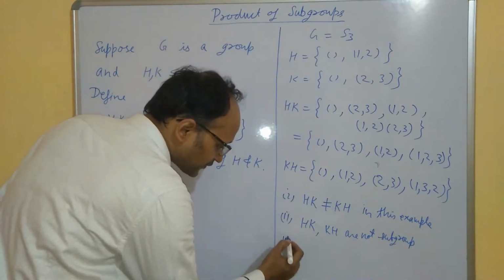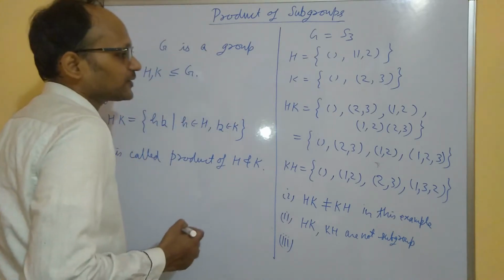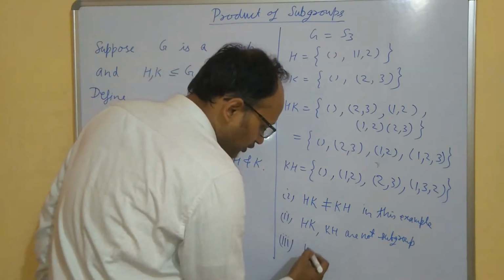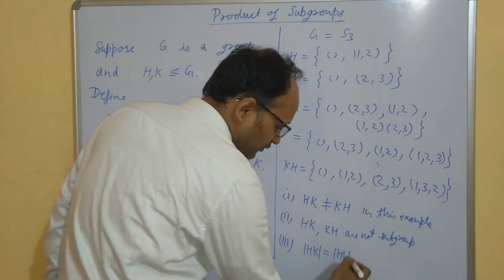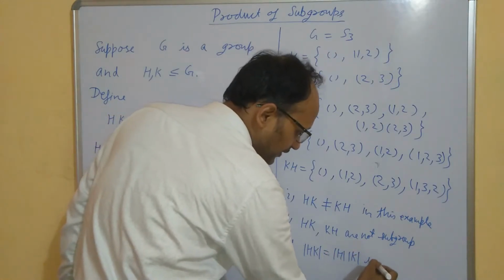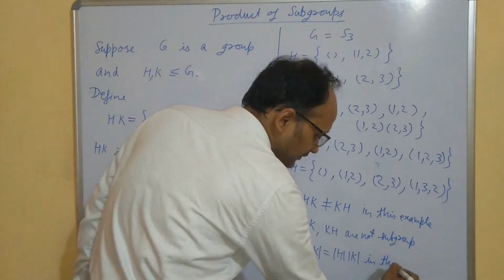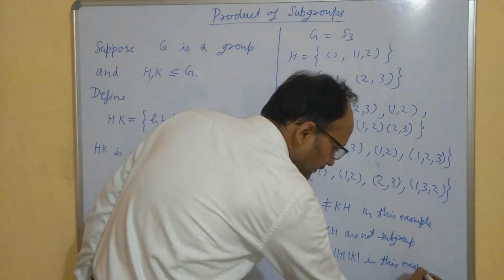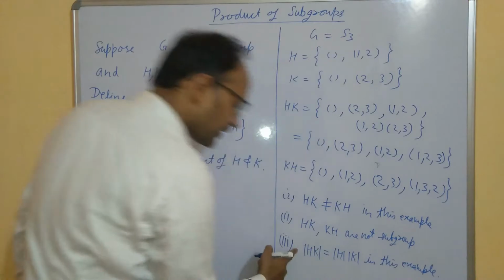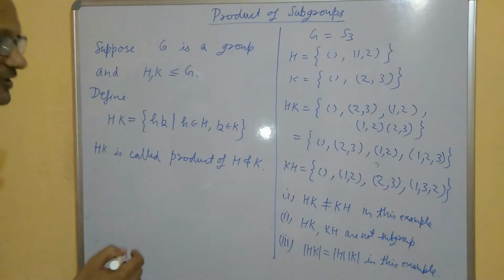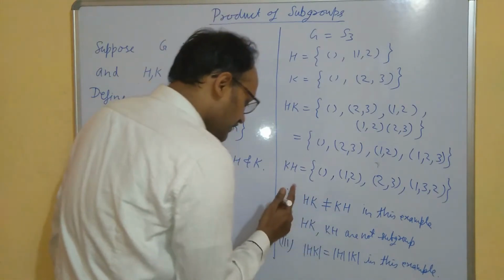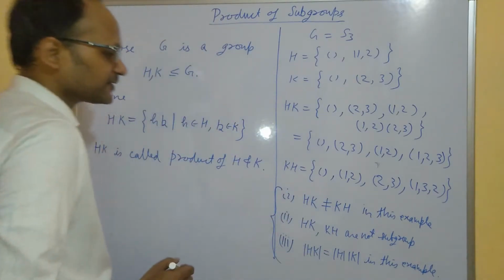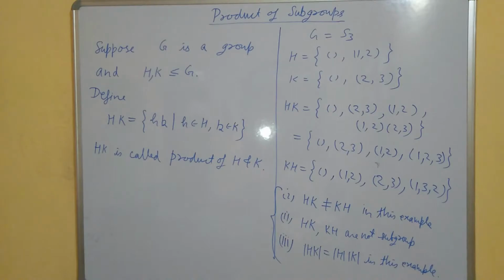Third thing is that the order of HK is the same as the order of H into the order of K in this example. So the question is, is it always true that the order of HK will be the order of H into the order of K? We will investigate these three things during this lecture.